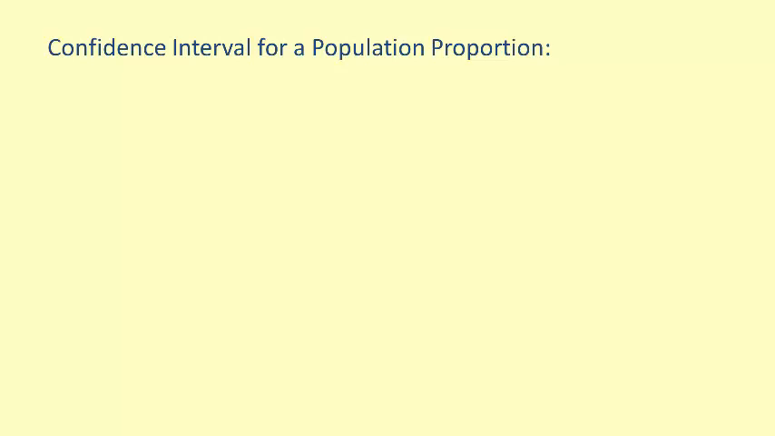We can construct a confidence interval to estimate a population proportion. For example, we can find what proportion of adults have a certain disease. To start, let's define some terms.